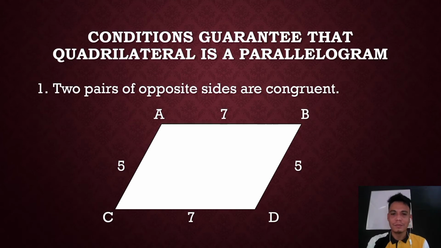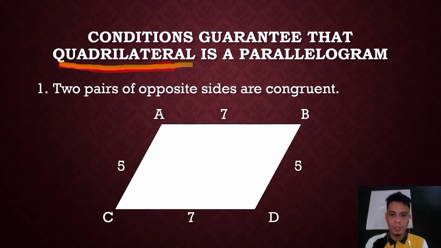Okay, so there are guarantees that a quadrilateral is a parallelogram. So, meron siyang palatandaan ng isang quadrilateral ay isang parallelogram. So, first condition is the two pairs of opposite sides are congruent.